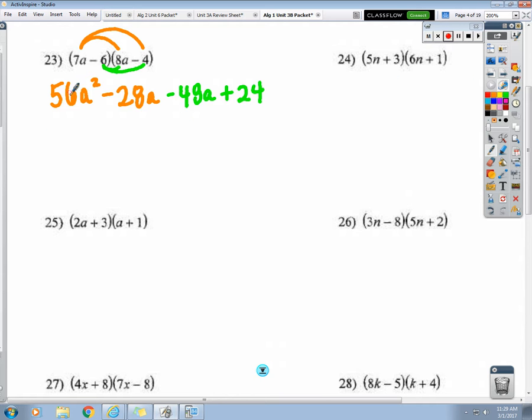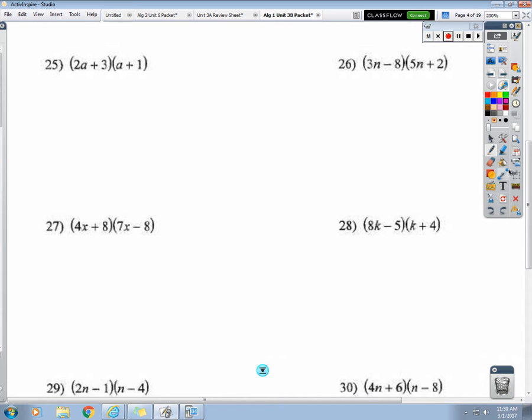Now we're ready to combine like terms. 56a squared has no one to combine with. It's the only a squared term up there. But this one and this one are both a to the first. When you're combining them, you no longer mess with the exponents. The exponents just tell you what can be combined. All you mess with are the coefficients. What's negative 28 minus 48? Negative 76 and an a. And then plus 24. Okay, number 25.